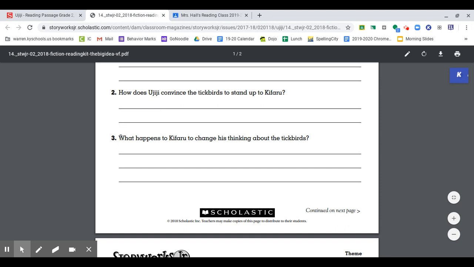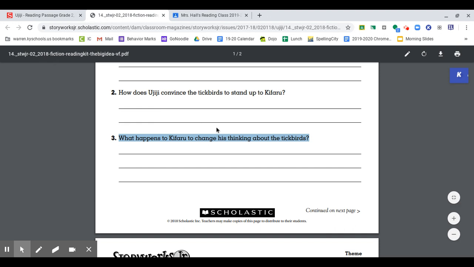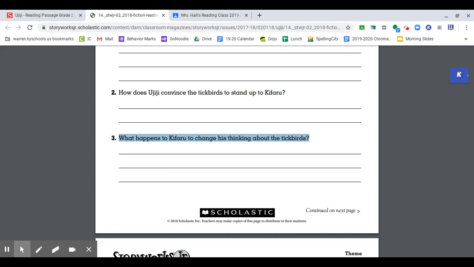Number 3, what happens to Kafaru to change his thinking about the tick birds? So Ujiji has his plan and something happens, and because of this event, cause and effect, what does Kafaru do? How does he change his thinking about the tick birds?